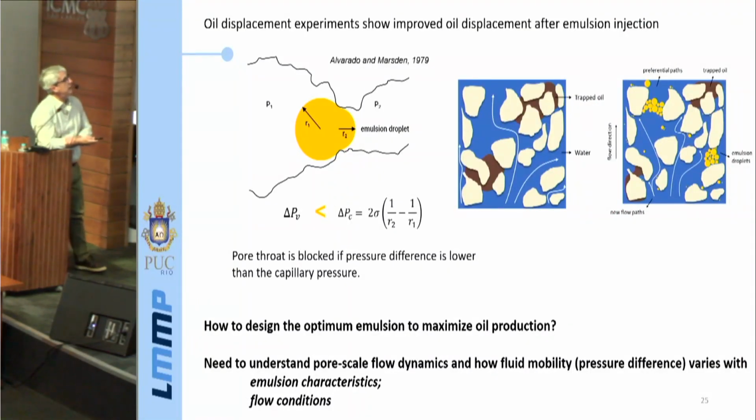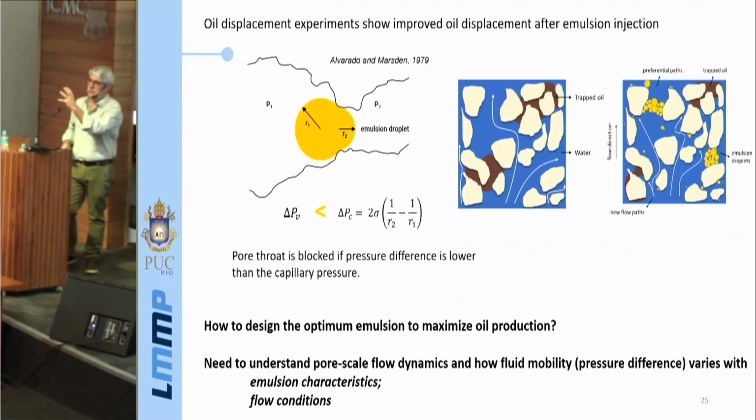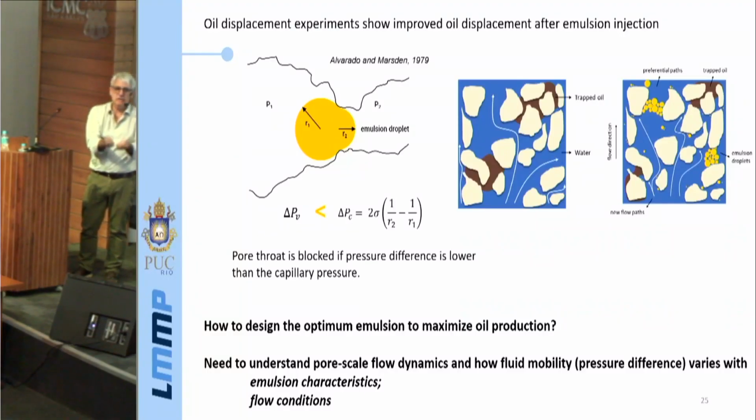So the basic concept is that if you have an oil drop flowing through a pore throat, and the drop is smaller than the pore throat, there's no problem. The drop will just flow without any effect, okay? If it's the oil drop on the right side, it will get trapped by capillarity. And in order for this drop to go through the pore, I need to have a pressure drop that's higher than the capillary pressure associated with the change in curvature of the tip of the drop, okay? So I change the resistance of the water to flow through that pore throat. It's as if the water became more viscous in that pore throat because I'm partially blocking it.